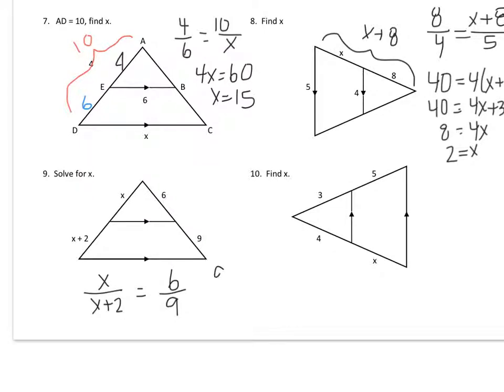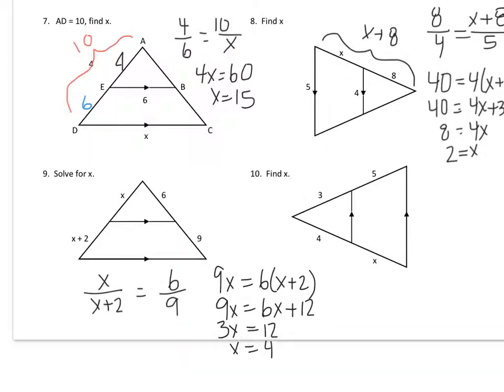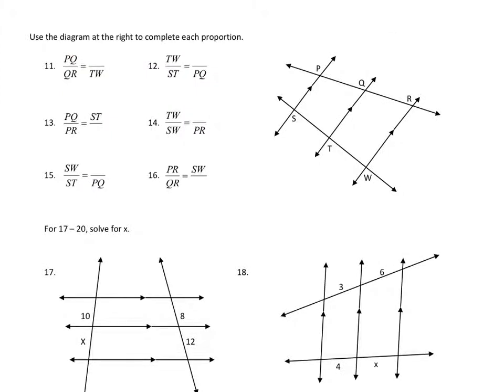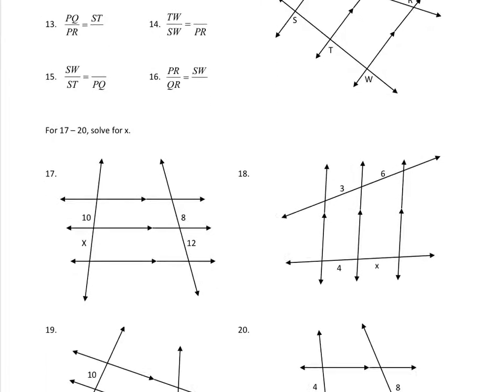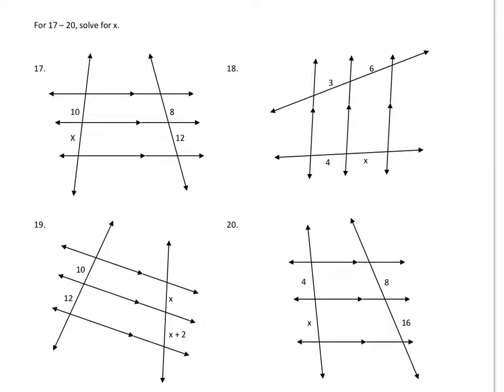9 times x is 9x, and 6 times x plus 2 would give me 6x plus 12 equals 9x. Subtract 6x from both sides to get 3x equals 12, or x equals 4. For page 71, I'll just say again, check those completed ratios and follow that same order to find the missing length. I do want to quickly do question 10 for you.